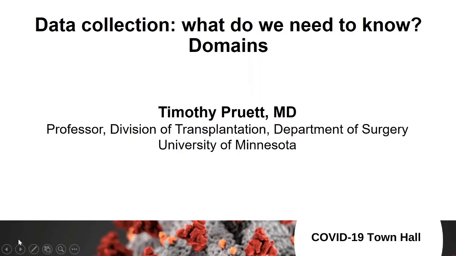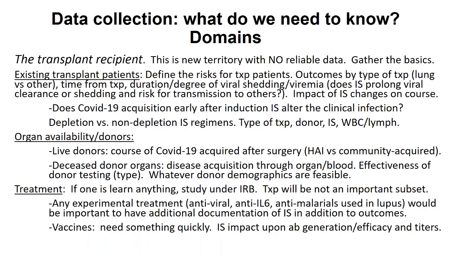This is actually a really interesting thing. What do we need to know? The answer is everything. There are two major domains that I think we need information on. And right now, certainly in the systems which are being overwhelmed, which is what Lou was saying, we just need to know what we need to gather. We can accumulate it after the fact, but we need to gather the basics. And the basics are twofold. One is the course of the disease, and the other is transplant specific issues.